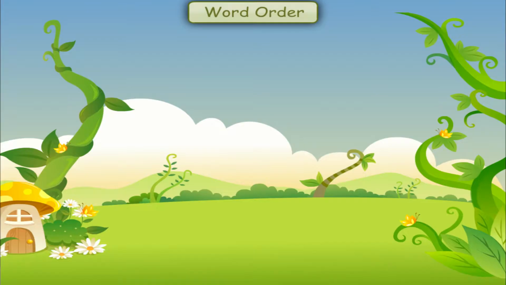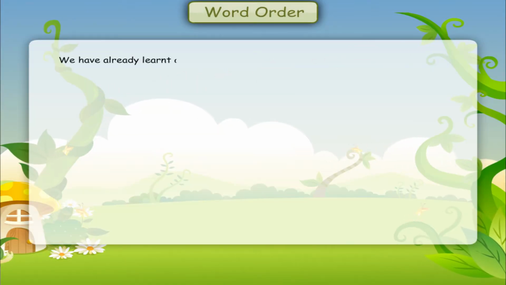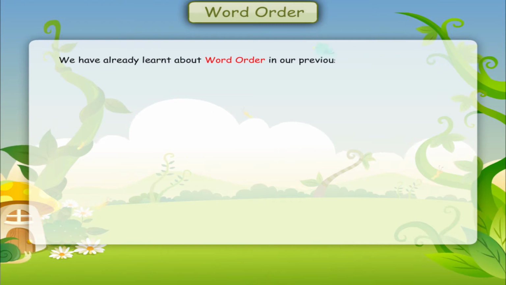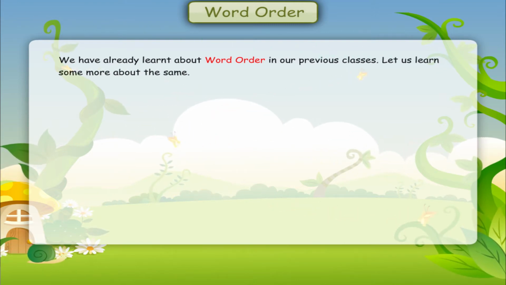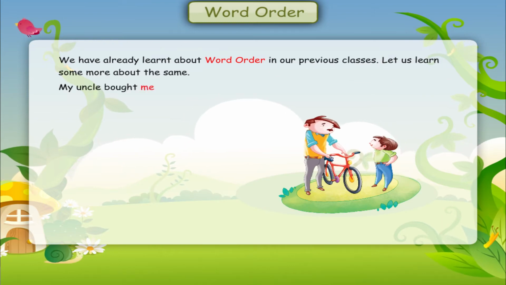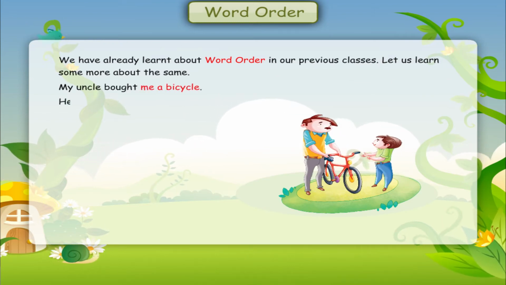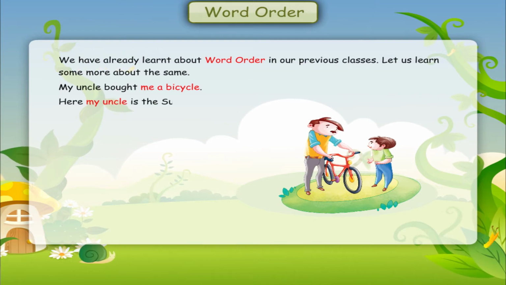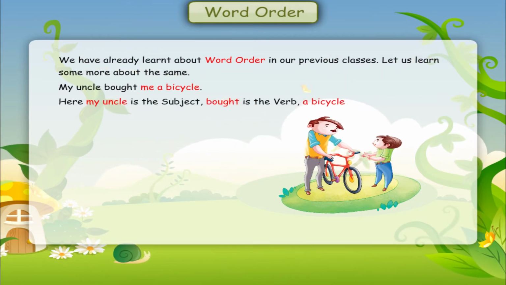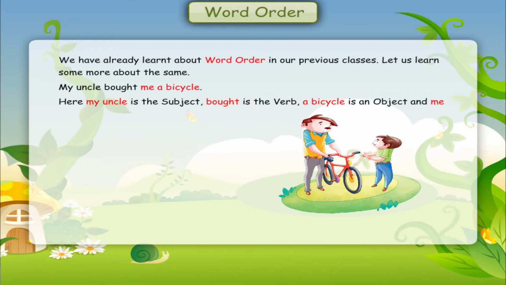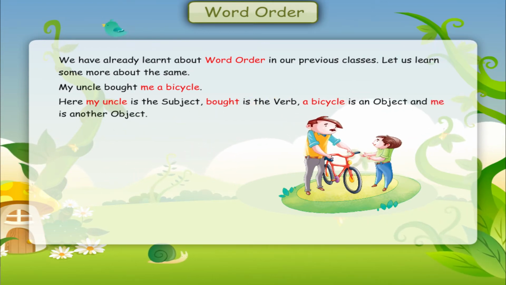Word order. We have already learned about word order in our previous classes. Let us learn some more about the same. My uncle bought me a bicycle. Here, my uncle is the subject. Bought is the verb. A bicycle is an object and me is another object.